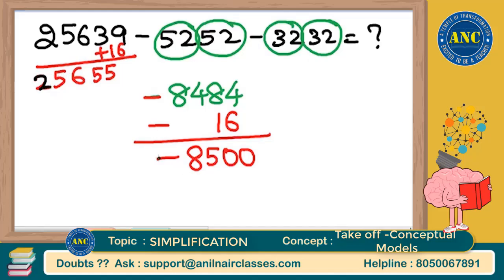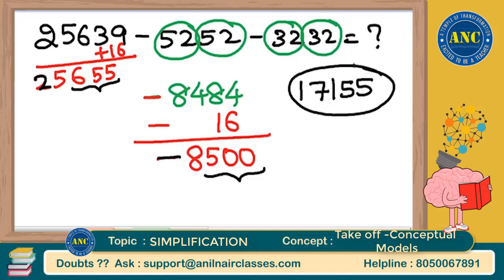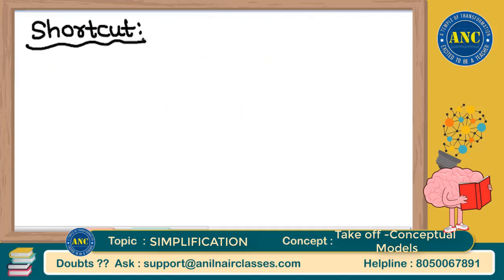My final answer is, from 25,000 I subtracted 8,000, it is 17,000. From 655 I subtracted 500, it is 155. Very easily you will get it right, sir. Very fast, very easily you can arrive at all these answers once you understand the concept of giving it to other people or shifting to other people. What is this shortcut? If you remember, I told you a concept.